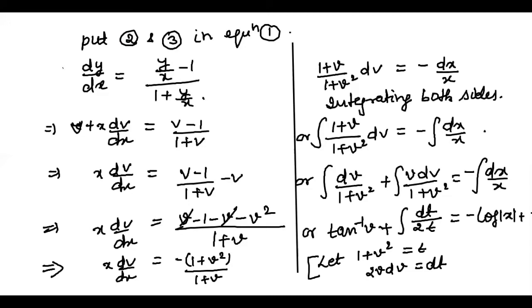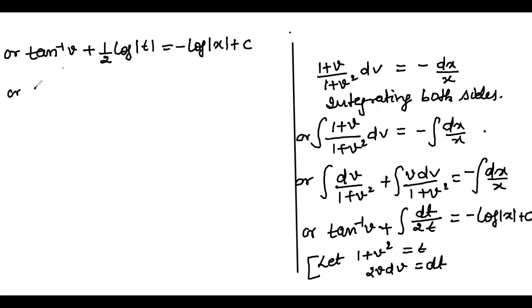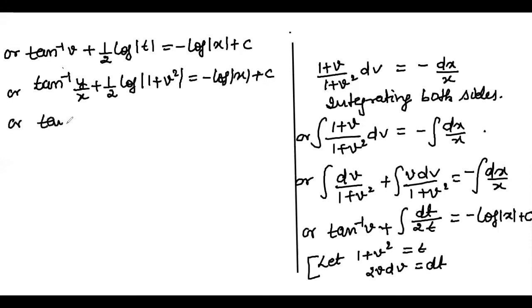So we can write it as tan⁻¹ v + (1/2) log|t| = −log|x| + c. Now we apply the v value, that is y/x, and the t value, which is 1 + v². So we get tan⁻¹(y/x) + (1/2) log|1 + y²/x²| = −log|x| + c.